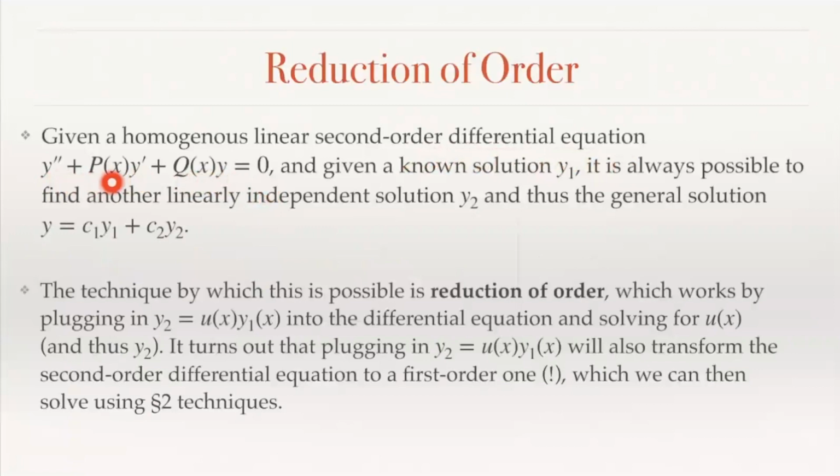This is the general form of a homogeneous linear second-order differential equation, because if there were some coefficient by the y double prime, all we would do is divide both sides by that coefficient of y double prime to make it so that the coefficient is 1, and then it's of this form. So this is the general form of a homogeneous linear second-order differential equation.